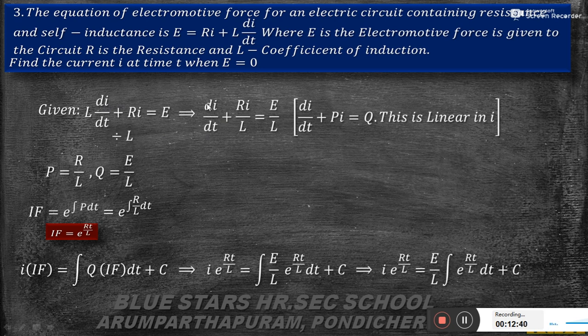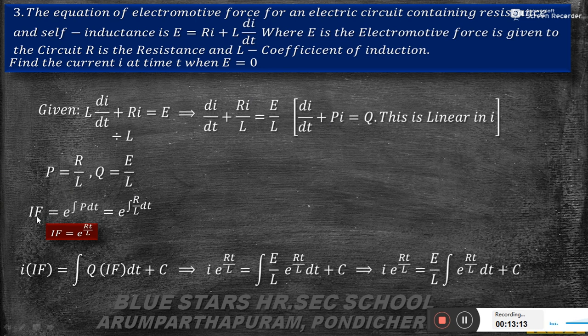Every term is divided by L. So L by L into di by dt plus Ri by L equal to E by L. The next step, L cancelled. So di by dt plus Ri by L equal to E by L. Here the coefficient of i is R by L. So I take R by L equal to P. So P equal to R by L. Next Q equal to E by L.